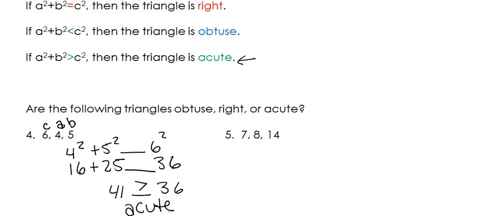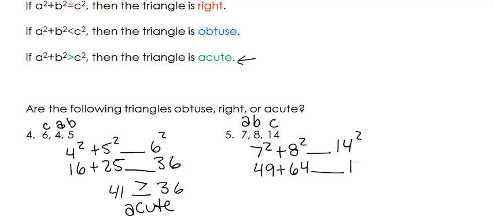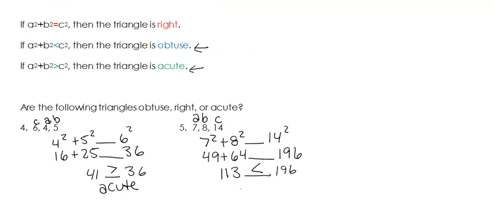Okay, the next example is very similar. 7, 8, 14 are the numbers. The two shortest ones are going to be sides a and b. So 7 and 8 are a and b. 14 is going to be c because that's the longest one. So I set up 7 squared plus 8 squared compared to 14 squared, and then I start simplifying. 7 squared is 49. 8 squared is 64. 14 squared is 196. Then you need to add the 49 plus 64. That gets me 113 compared to 196. Well, this time 196, the right side, is bigger. When the right side is bigger, that makes it an obtuse triangle.